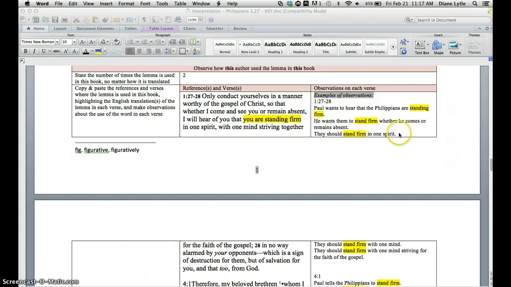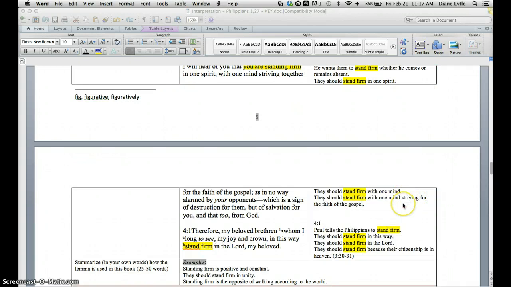How should they stand firm? They should stand firm in one spirit. They should stand firm in one mind. And how will they do that? They'll stand firm with one mind, striving for the faith of the gospel. You get the idea there? Make as many possible observations as you can. These are just some samples to get you going.